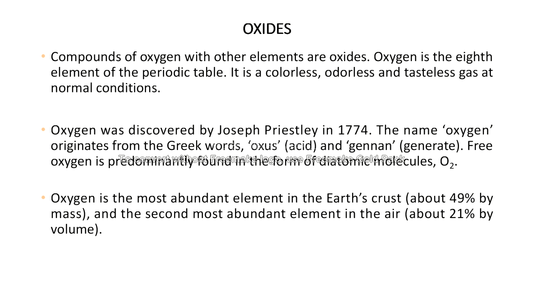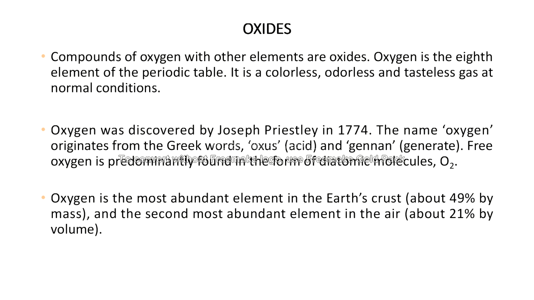Oxygen was discovered by Joseph Priestley in 1774, and the name oxygen originates from the combination of two Greek words: oxus, that means acid, and genon, that means generate. The free oxygen is predominantly found in the form of diatomic molecules. You're always asking, Miss, how should I know that oxygen is O2? It's because the form that is mostly found to be able to react is in the form of diatomic molecule.